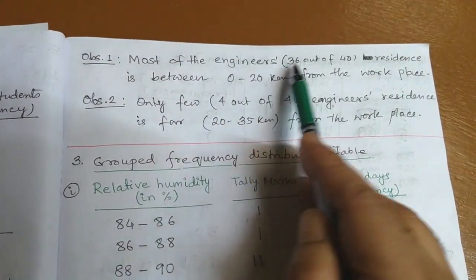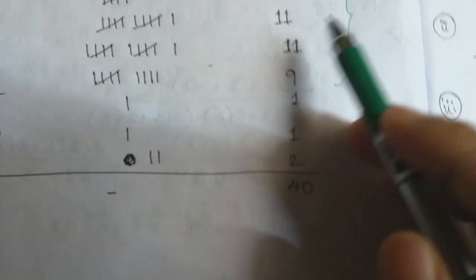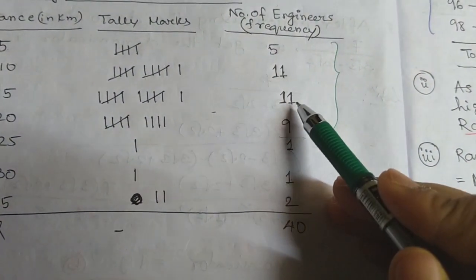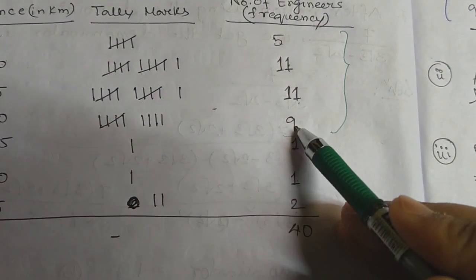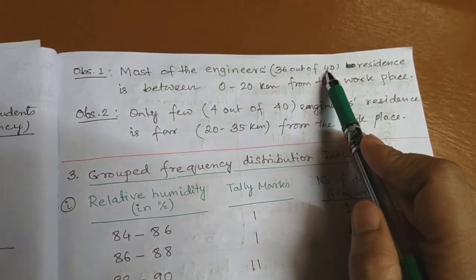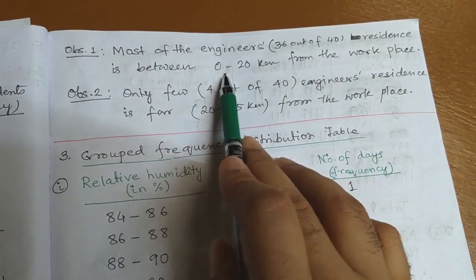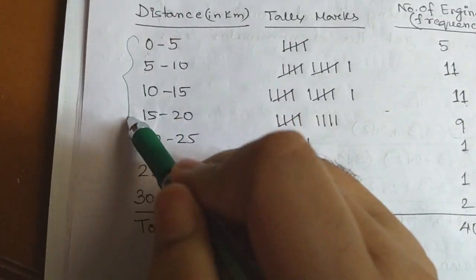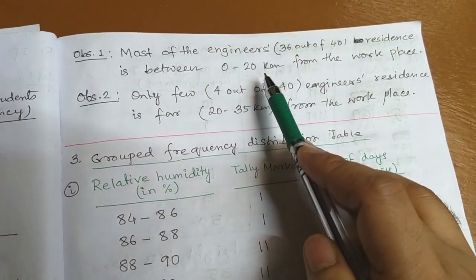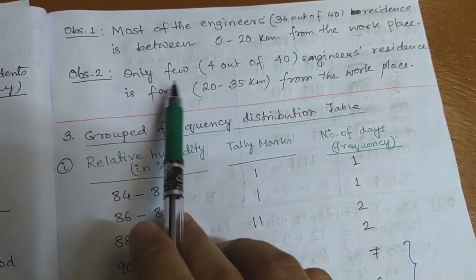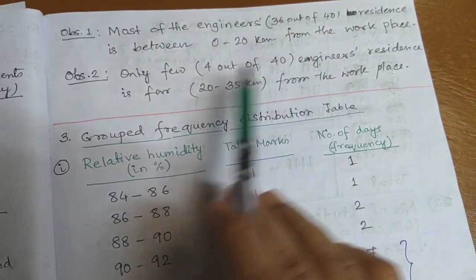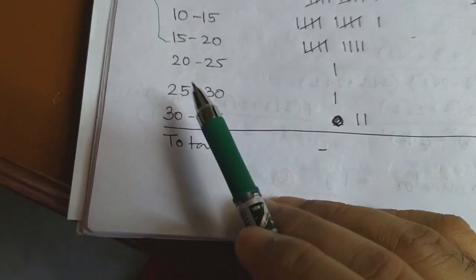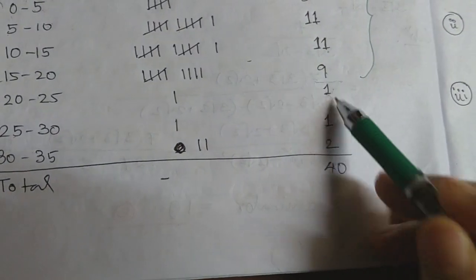So what observation can we write? Most of the engineers, 36 out of 40. You can calculate. 5 plus 11, 16. 16 plus 11 is 27. 27 plus 9 is 36. So 36 out of 40 engineers' residence is between 0 to 20 kilometers. Okay, so comparatively they are very near to others. Only a few, 4 out of 40 engineers, have residence at 20 to 35. So 20 to 35 only 4. 1 plus 1 plus 2 is 4.